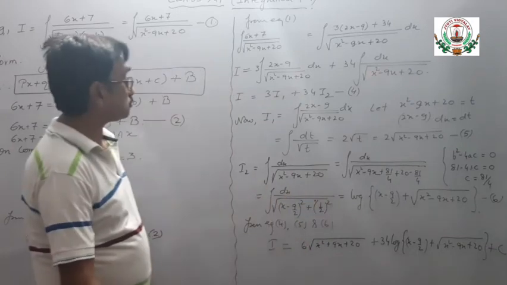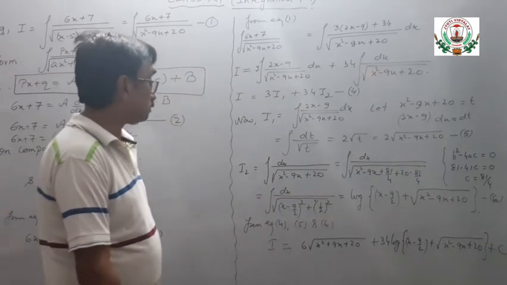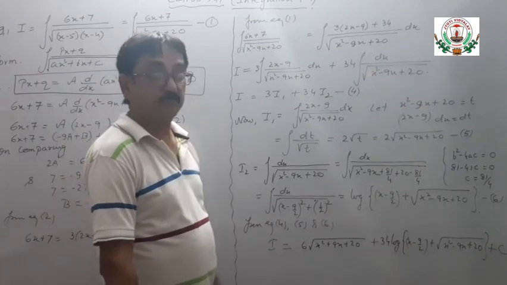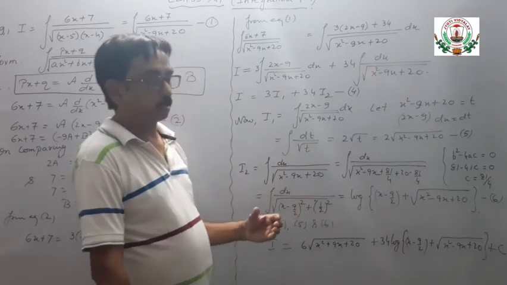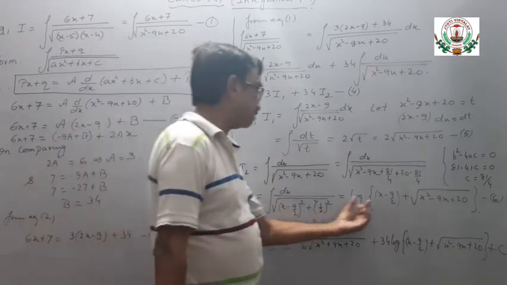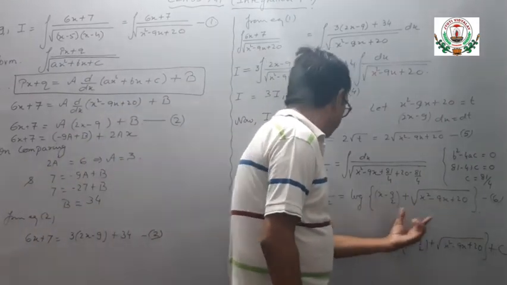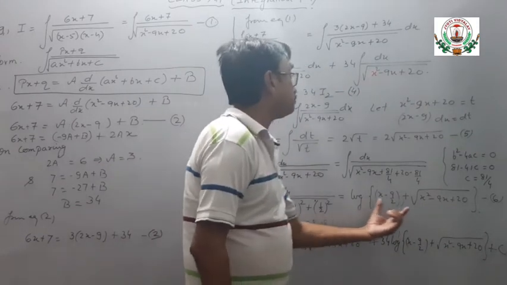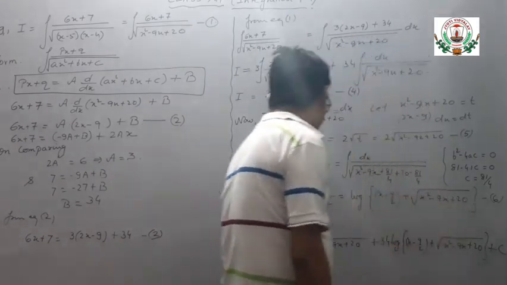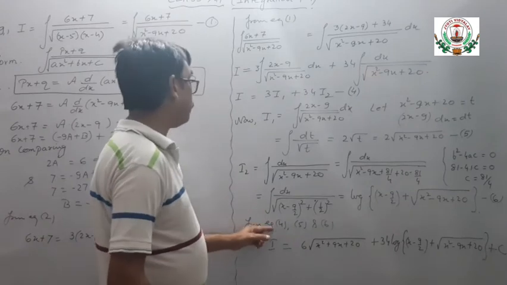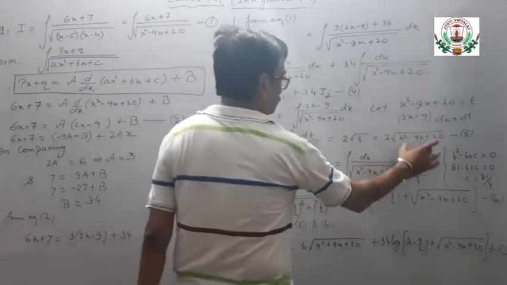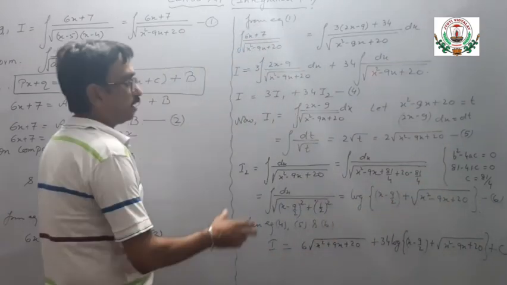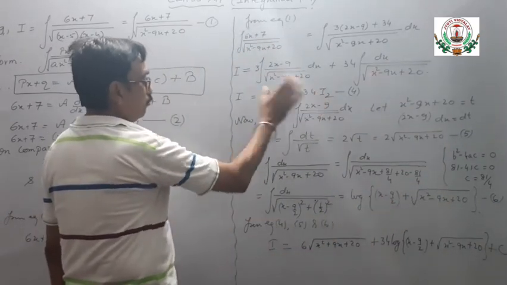Now it becomes integration of dx upon under root over x square plus a square, whose formula is log of x plus under root x square plus a square. So log of x plus under root x square plus a square. If we simplify this, we will get again x square minus 9x plus 20. From equation 4, 5 and 6, the integration values of 5 and 6 that have come, we have to substitute in equation number 4.